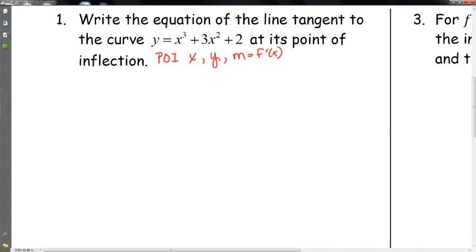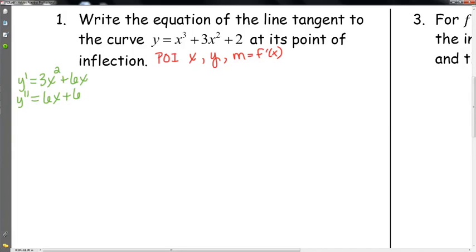Okay, so let's go ahead and get started. If I take the derivative, y prime is going to be equal to 3x squared plus 6x. That means my second derivative is going to be 6x plus 6.